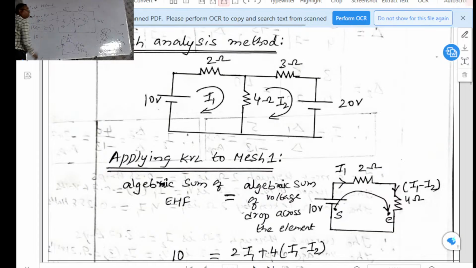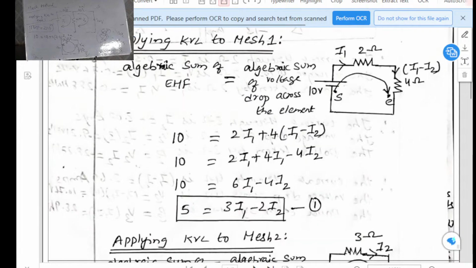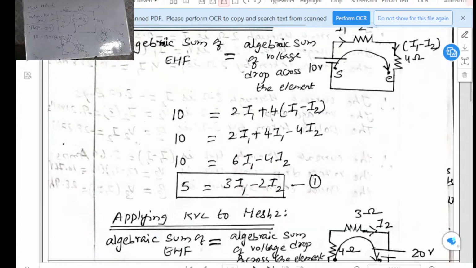So the answer is 10 plus 10. Next the drops: 2 into I1 as the first drop, plus the second drop, 4 into I1 minus I2. You got the equation. What is the equation? If you solve the problem, 3I1 minus 2I2 is equal to 5. This is equation 1. This is step 1.